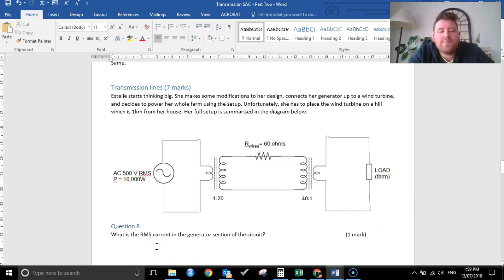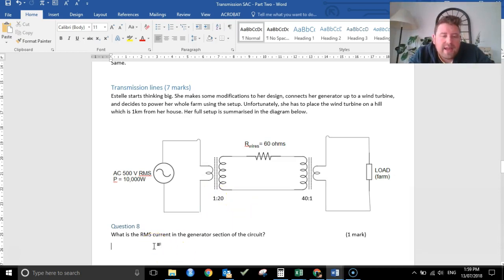All right, so the first question asks: what's the RMS current in the generator section of the circuit? First off, you've got to be able to differentiate between the different sections of the circuit. We've got the generator section here, the transmission section in the middle, and the load section on the end. Each of these is its own separate little circuit, a closed circuit, and they're linked. Energy is provided from one circuit to another via these transformers.